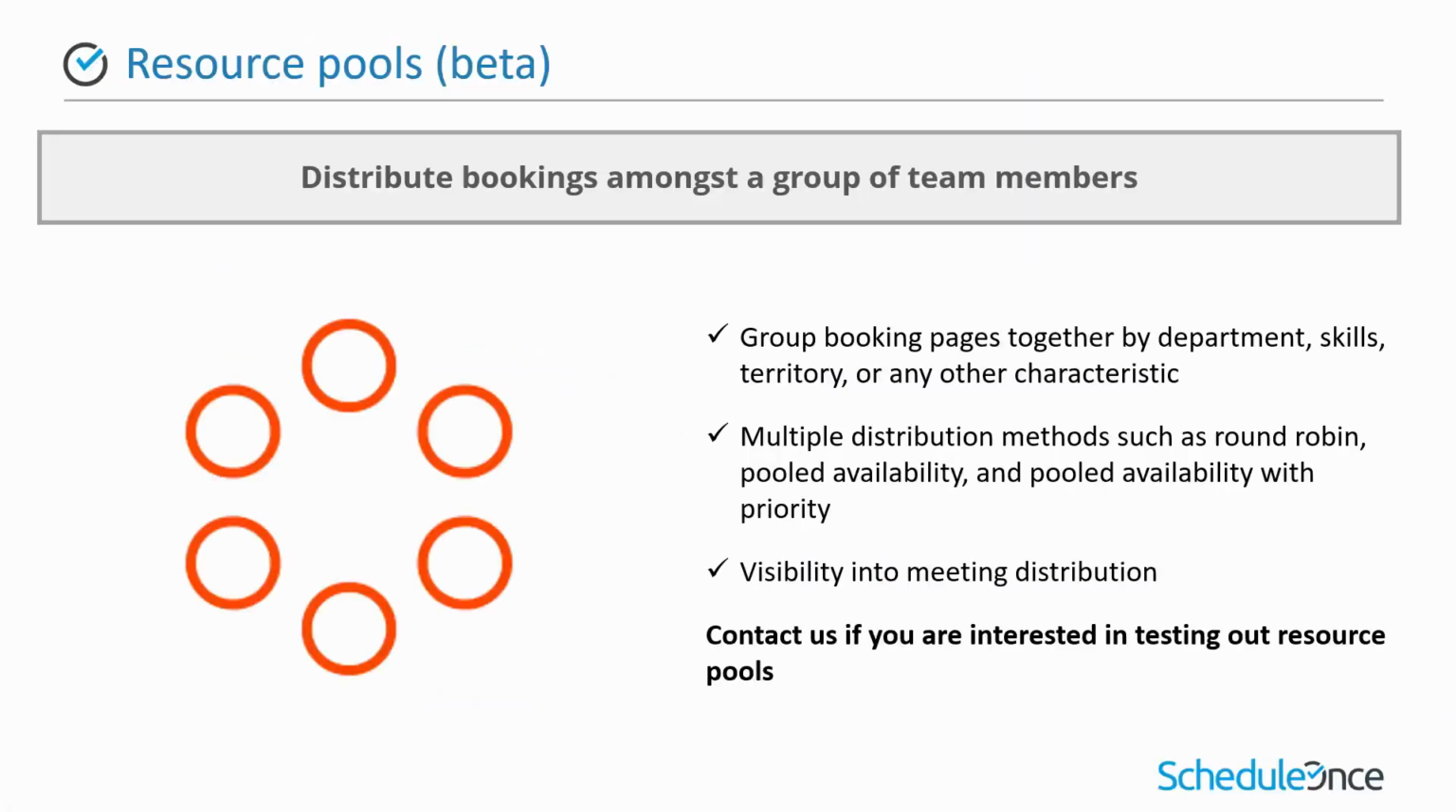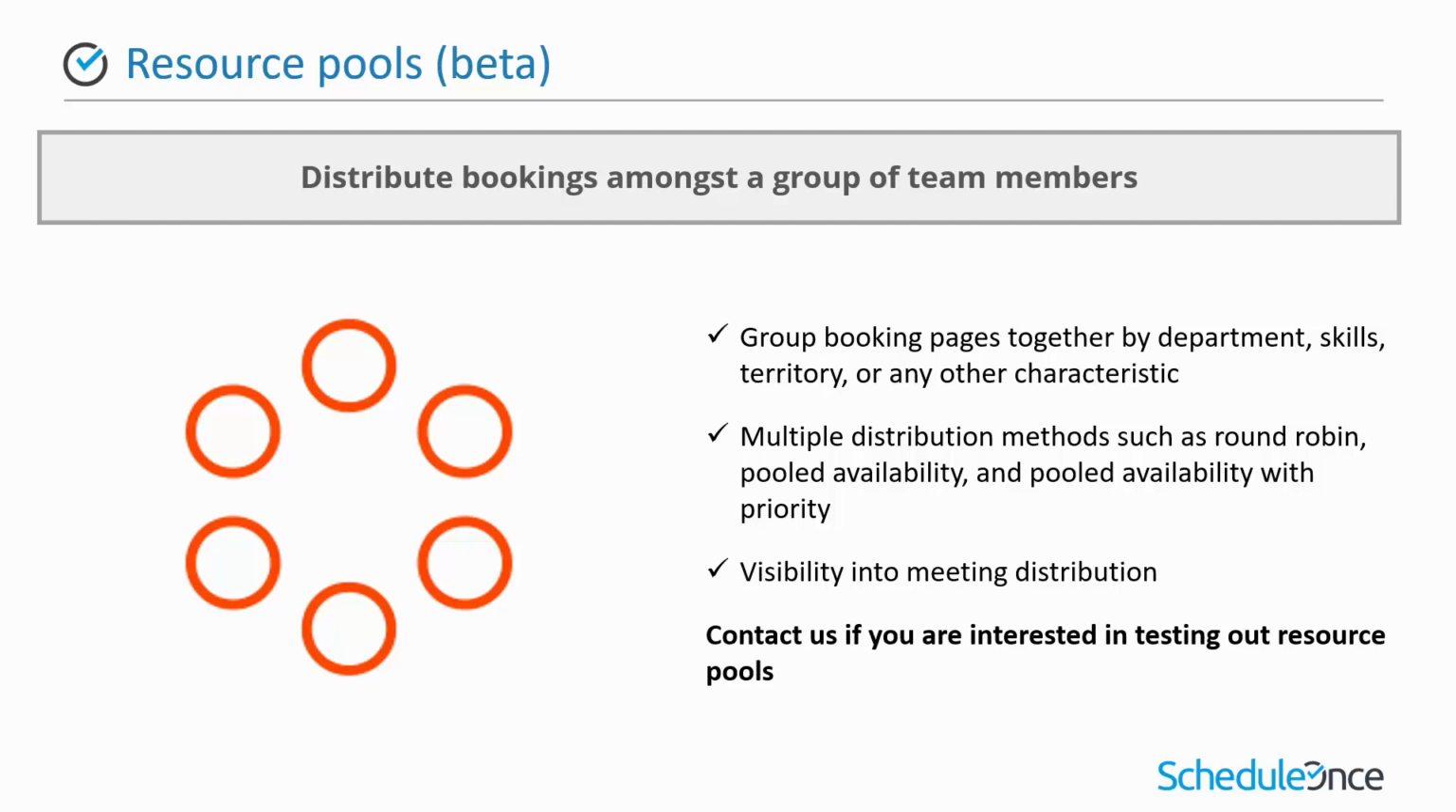The next new feature is resource pools. This is in beta. This is a beta feature, but we're really excited about it. If you're interested in testing it out, please contact us. We'd be happy to add you to our beta program. A resource pool is a group of booking pages that you group together however you like. You can group them together based on skill, characteristic, anything that you want, a territory.